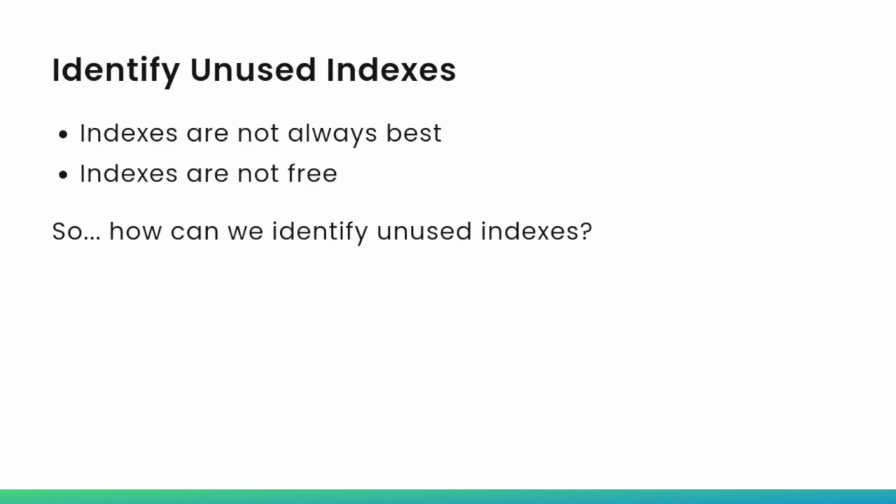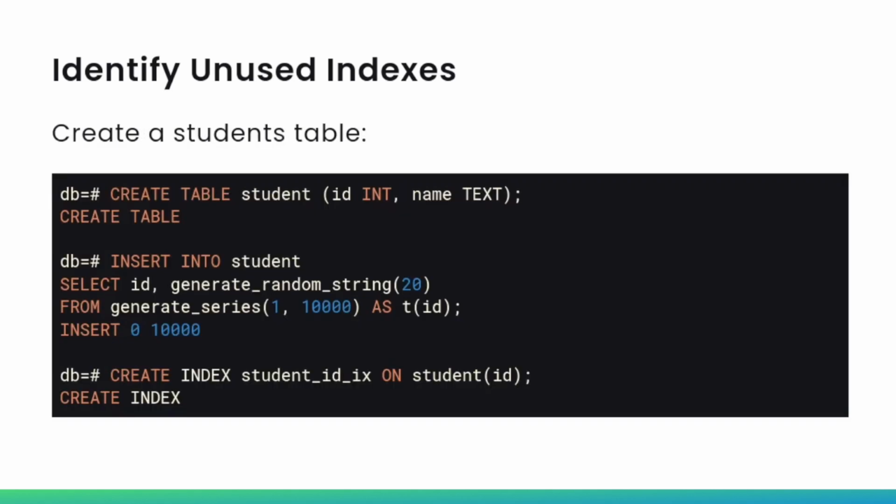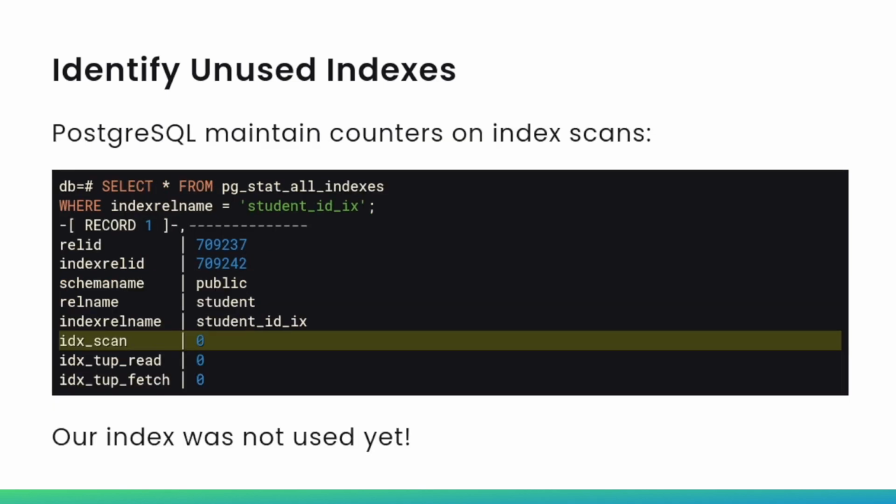So now that we know the indexes are not always the best bet, not always the best plan, and that they are definitely not free, how can we identify those unused indexes, those dead weight indexes that nobody uses? So let's do a demonstration. Let's create a students table with ID and name and populate it with 10,000 students and create an index on the student ID, okay? Now, and that's interesting, we can fetch data about this index from pg_stat_all_indexes.